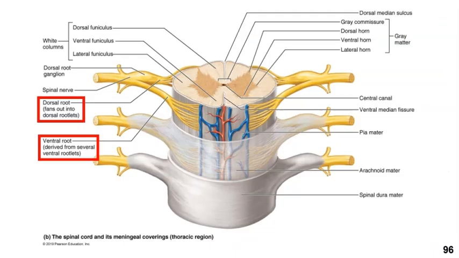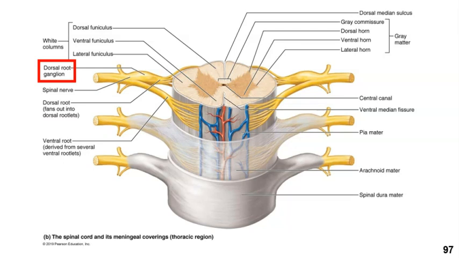The roots and the rootlets on the dorsal or the posterior side of the spinal cord are called the dorsal root and the dorsal rootlets. Meanwhile, the roots and the rootlets on the ventral or anterior side of the spinal cord are called the ventral root and ventral rootlets, respectively.